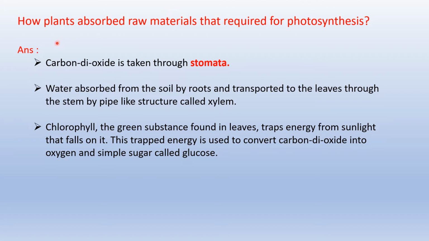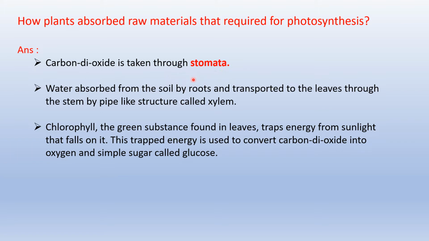Next, one question: how do plants absorb the raw materials required for photosynthesis? We know that autotrophs get simple substances from the environment. Plants are autotrophs, and the food making process is called photosynthesis. So for photosynthesis, what are the raw materials? Carbon dioxide, water and sunlight. How plants absorb these raw materials, we learn in this topic. Carbon dioxide is taken in through stomata.